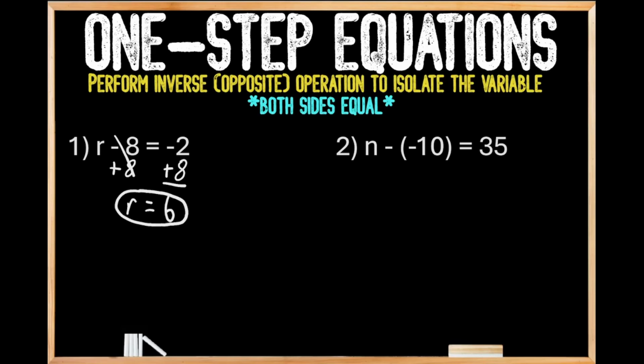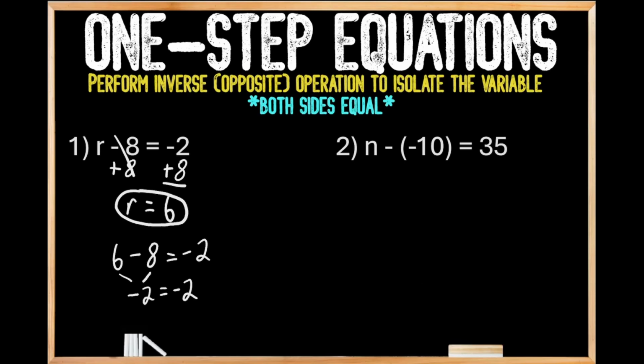And just to make sure that we got the correct answer here, we're going to plug in our value for r in our original problem just to make sure we have the correct answer. So we have 6 minus 8 equals negative 2. And when we subtract 8 from 6, we get negative 2. And then since both sides of this equation are equal, it means that we have the correct answer. R is equal to 6.